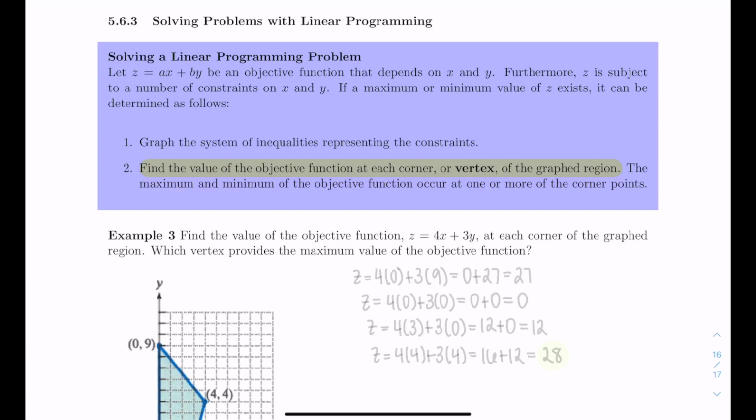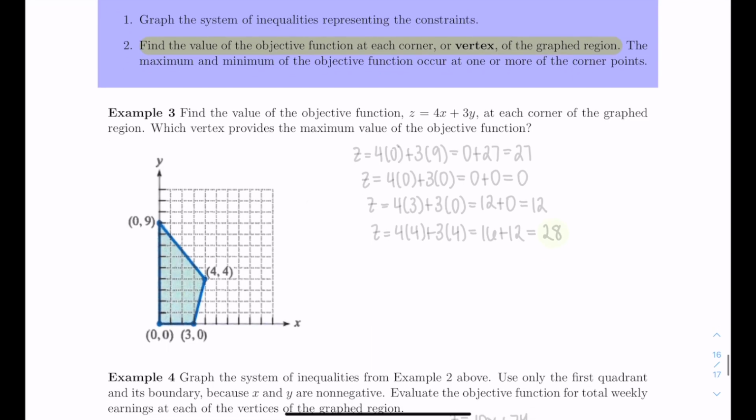So we want to find the value of the objective function Z equals 4X plus 3Y at each corner of the graphed region and figure out which one provides the maximum value of the objective function. So the points of the vertices are given. We just need to plug them into the objective function. So let's start with (0, 9). We've got Z equals 4 times 0 plus 3 times 9. Well, this gives me 0 plus 27, which is 27.